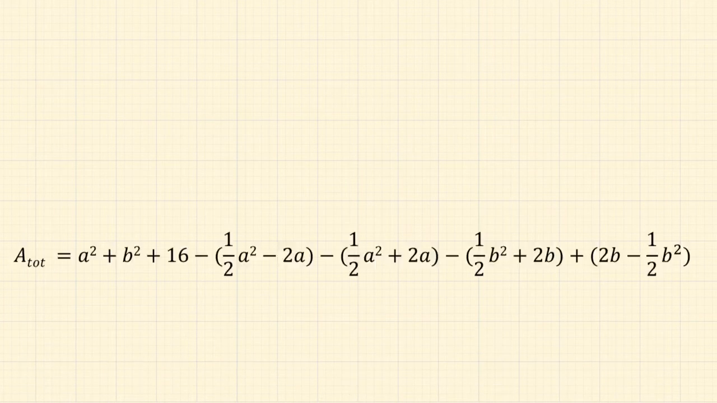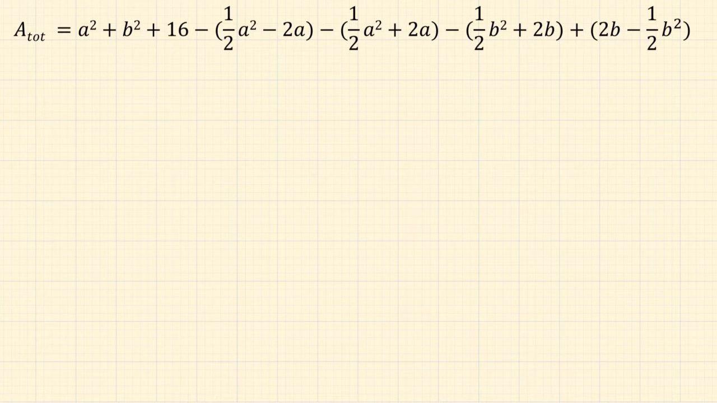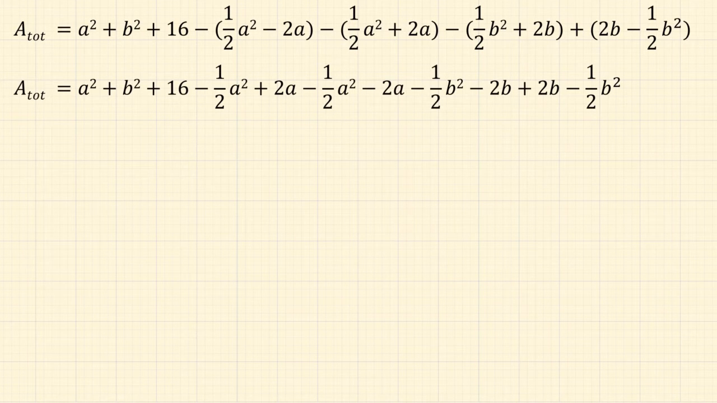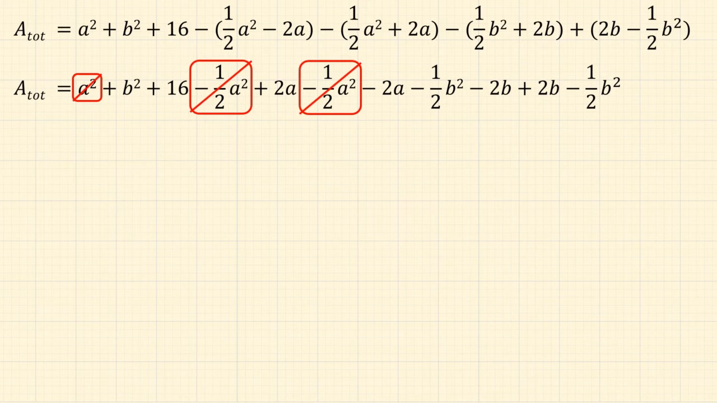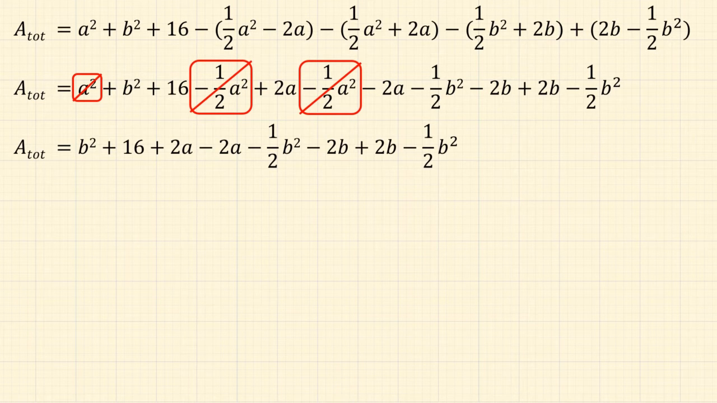So let's get started. The first thing we're going to do is distribute all of our minus signs into the parentheses, and then we'll rewrite everything below. Now things are a little simpler, and we're free to start combining like terms. For example, I see 3 A squared terms. We have an A squared term in the front, and then 2 minus 1/2 A squared terms. These are all going to cancel each other out, since 1 minus a half minus a half is 0. And now we can condense things a little bit, and next we'll look at our B squared terms.